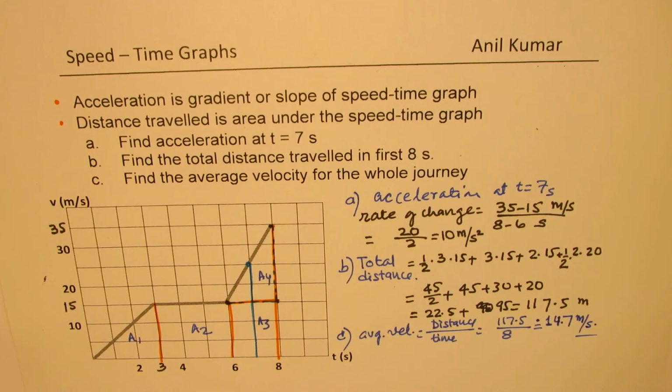Is that clear to you? So that is how we could round it and write the approximate answer in meters per second. I hope these steps are absolutely clear. Rate of change is the acceleration, distance is the area under the curve, and average velocity is total distance over total time.